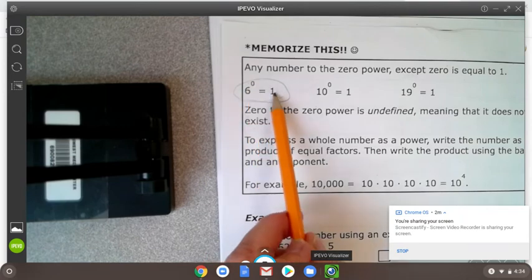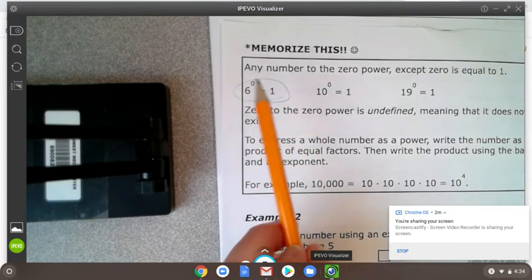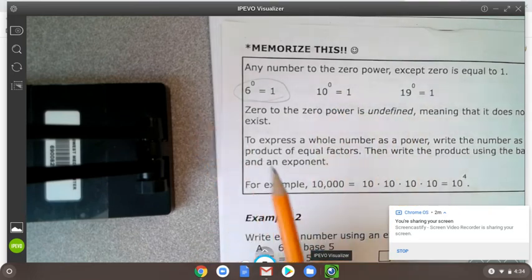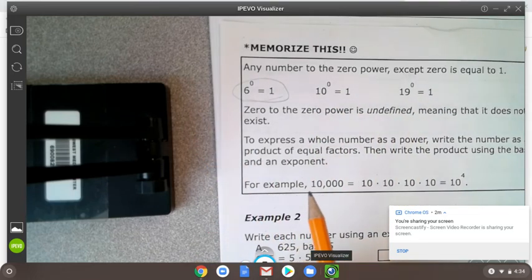If you turn this to the back side, there's something that you have to always remember. Anything to the 0 power equals 1. So any number that is to the 0 power will equal 1. Even a million to the 0 power equals 1.